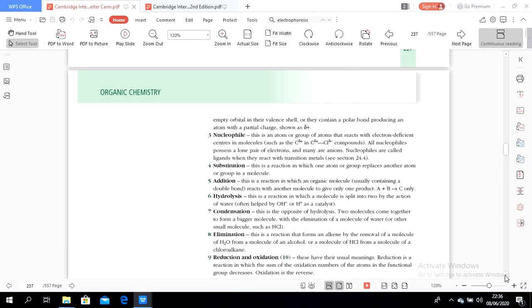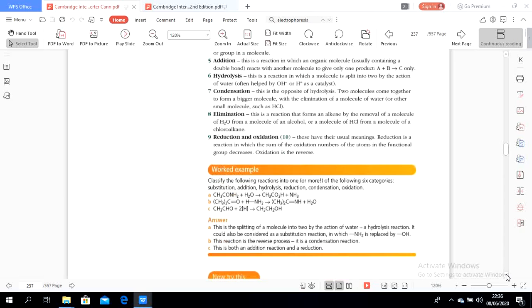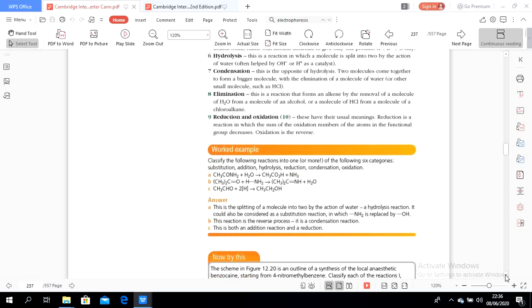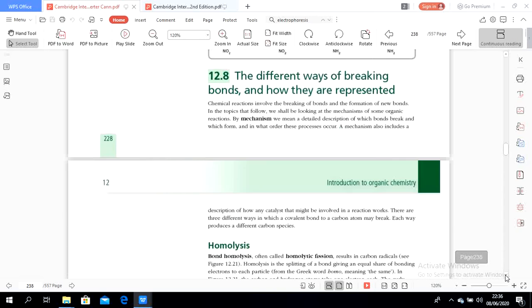Hydrolysis, a reaction which splits one big molecule into two small molecules, and then there is condensation, where two small molecules combine into one big molecule. And there is elimination, it is eliminating, and there is reduction and oxidation. We already learned about redox reactions. And then different ways of breaking bonds and how they are represented.